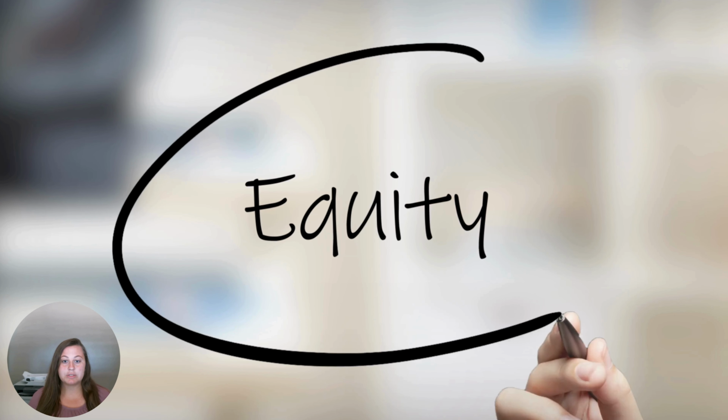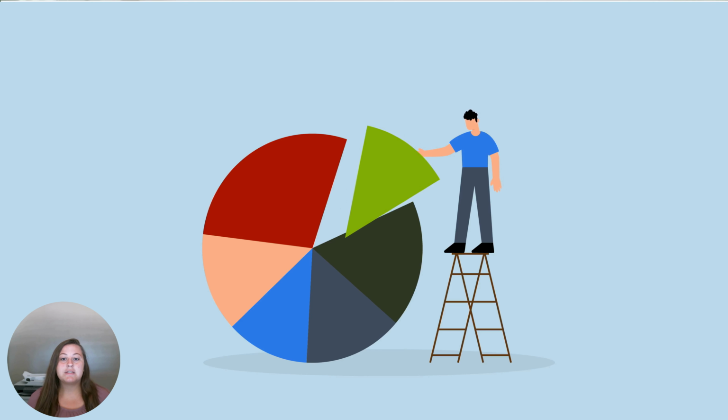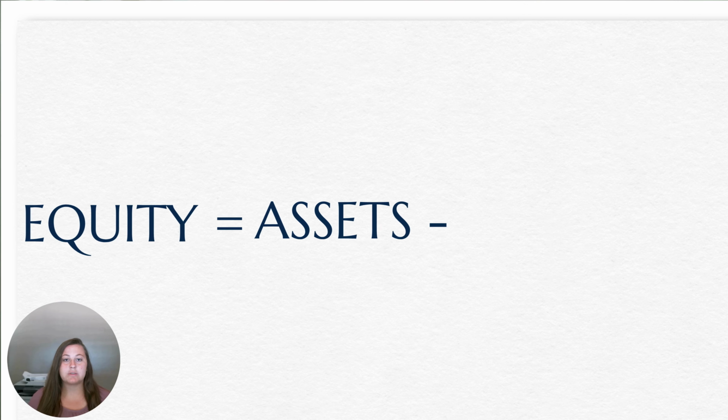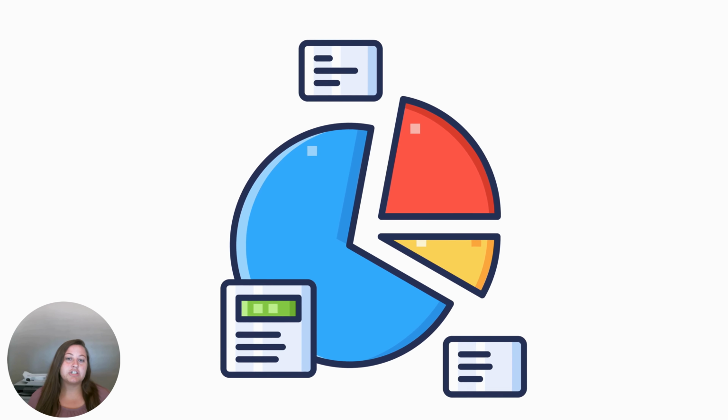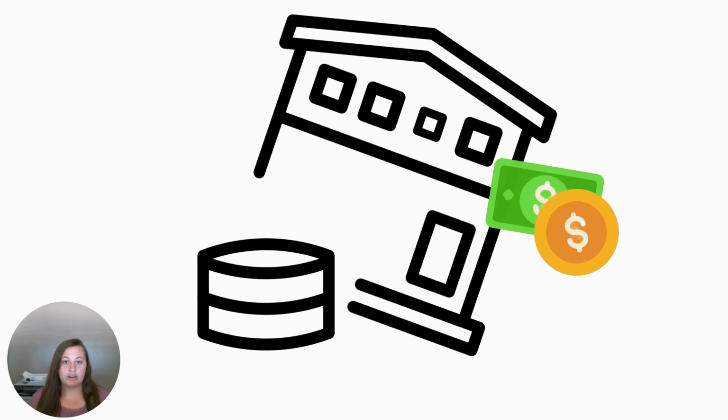Equity represents the owner's claims on the business. It's what's left after subtracting the liabilities from your assets. In other words, equity equals assets minus liabilities. Think of equity as the owner's share of the business or the value of the business.